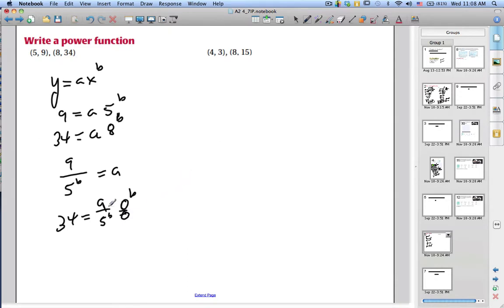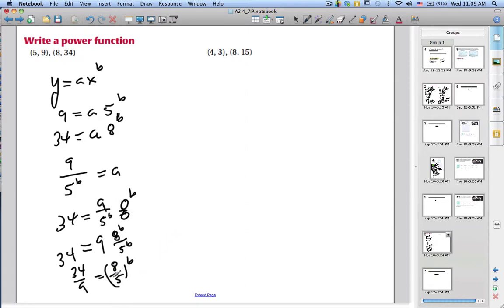Okay, so now when I am multiplying a fraction times an integer, I can start moving some of these things around a little bit. I can take 9 over here and make this 8 to the b over 5 to the b. This is still the same, right? Equals 34. I can divide 34 by 9. And this can become 8/5 to the b power.